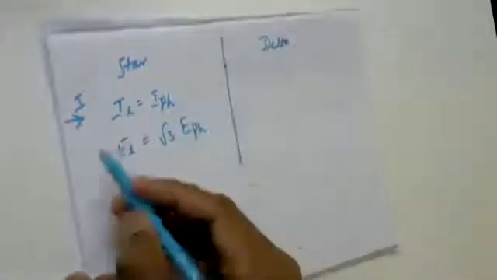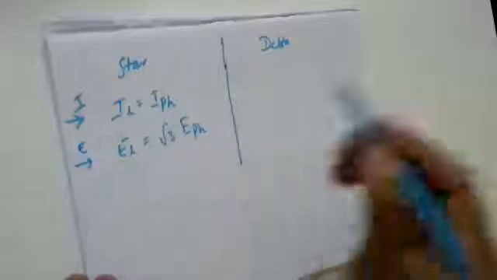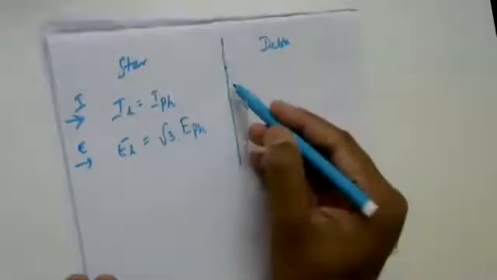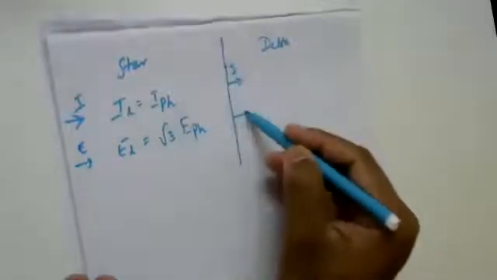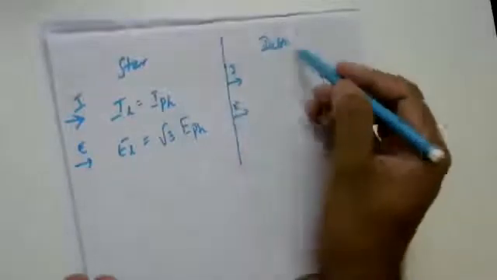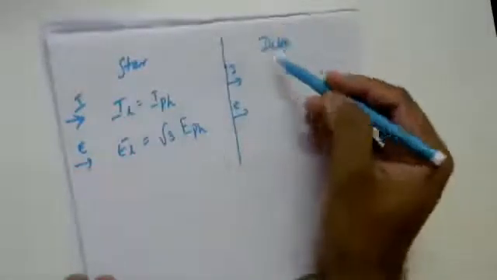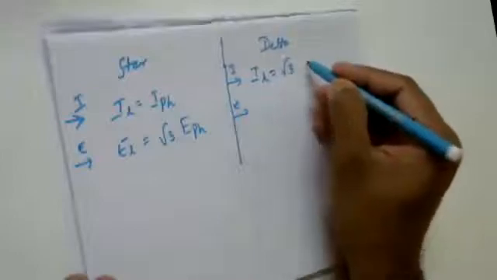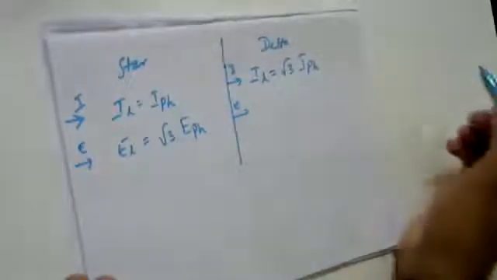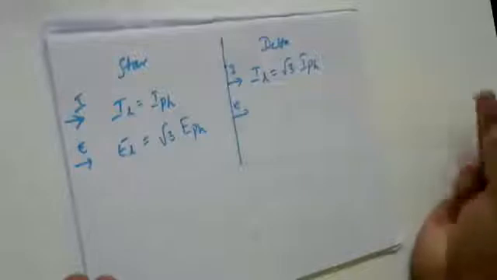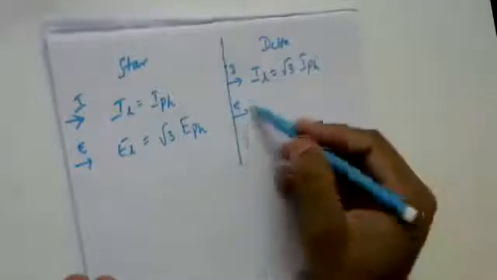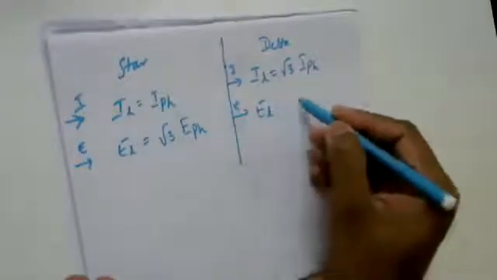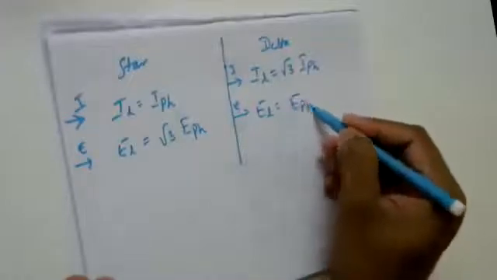Then in case of delta, this is with respect to current, this is with respect to voltage. Same thing I'm going to do with respect to current and voltage. So in case of delta connection, what is the line current and phase current relationship? Line current is root 3 times that of the phase current. And what about the voltage? Here line voltage is equal to the phase voltage.